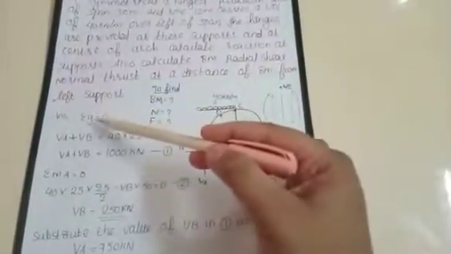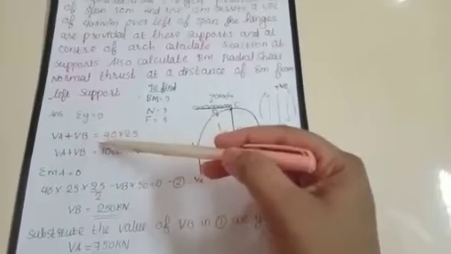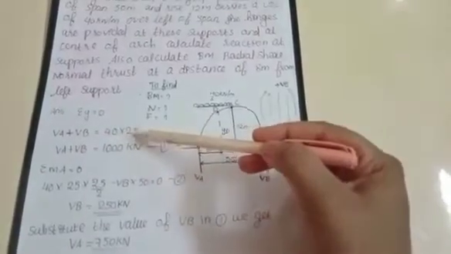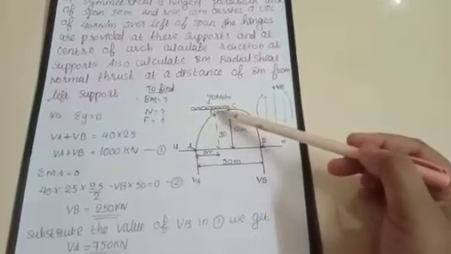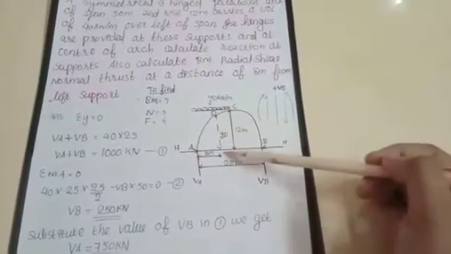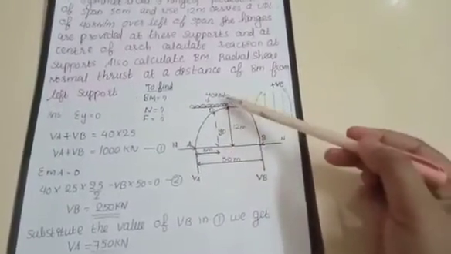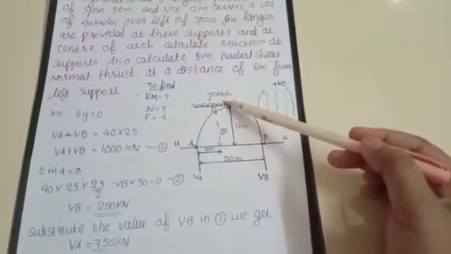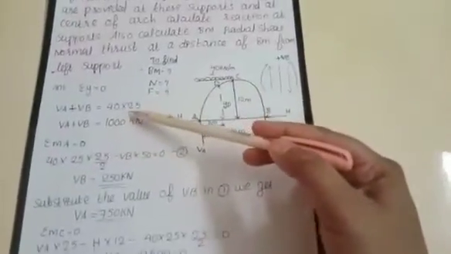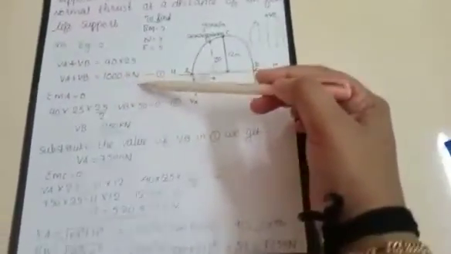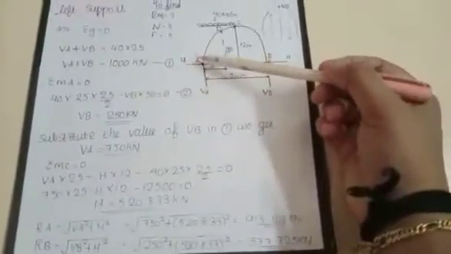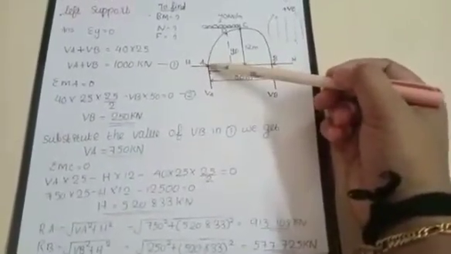Consider sigma Fy is equal to 0, VA plus VB is equal to 14 into 25. To change UDL into a point load, we multiply this half distance with UDL 14. That is 14 into 25. VA plus VB is equal to 1000 kN. This makes equation 1. To find VB, we want to find moment at point A.